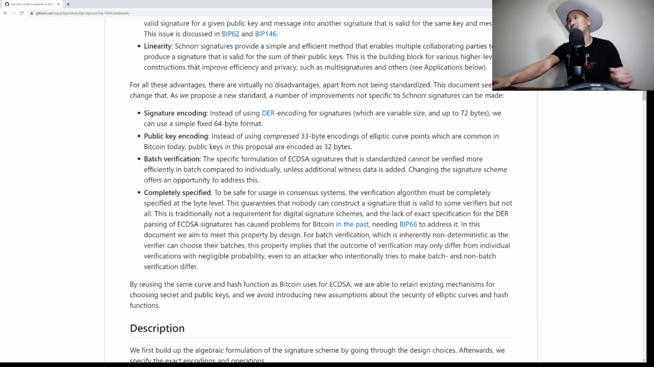Public key encoding. Instead of using compressed 33-byte encodings of elliptic curve points, which are common in Bitcoin today, public keys in the proposal are encoded as 32 bytes. So currently, we're using compressed SEC pub keys, so we're going to compress that even further to 32. This will be interesting as well.